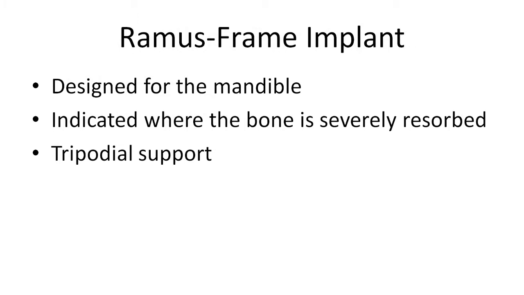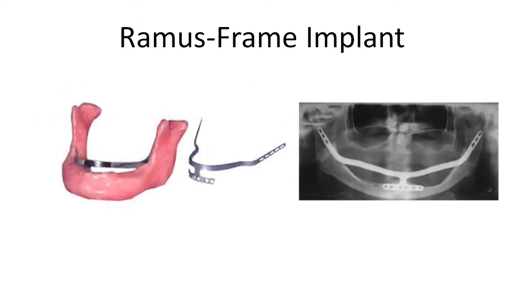Now, the ramus frame implant is quite an unusual type of implant. Again, it's pushed into bone. It's an endosseous implant. It goes through one cortical plate, and its main indication is for severely resorbed mandibles, and it has a tripodal type of design or support.